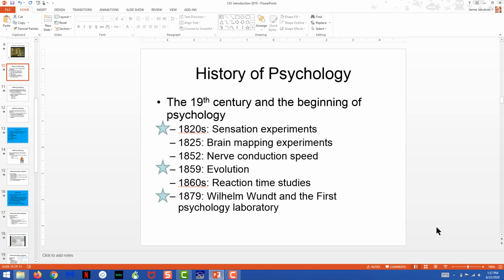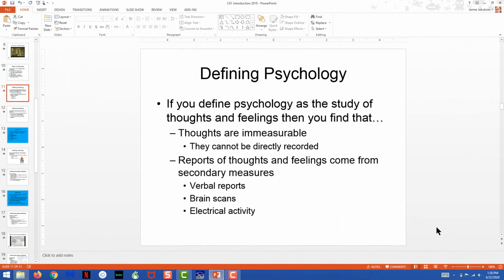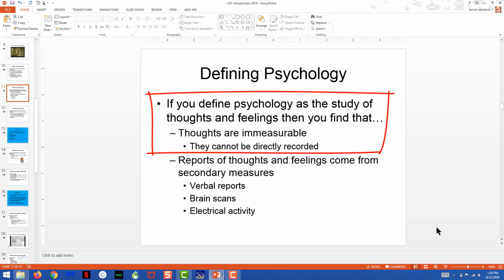we are largely finished with the historical components of psychology, and we're going to move on to some of the basic definitions for understanding how psychology works. Now, if you ask people to define psychology, many people will tell you that psychology is defined by the scientific study of thoughts and feelings. And that seems fine for most people, except there's a problem with that type of definition.